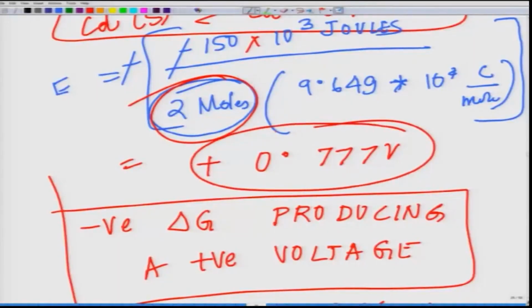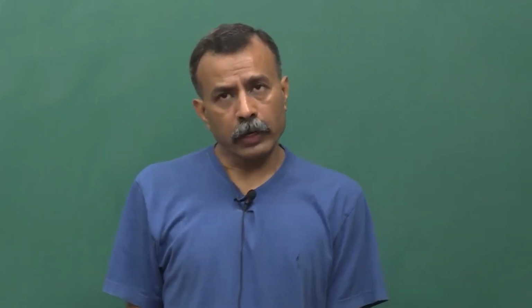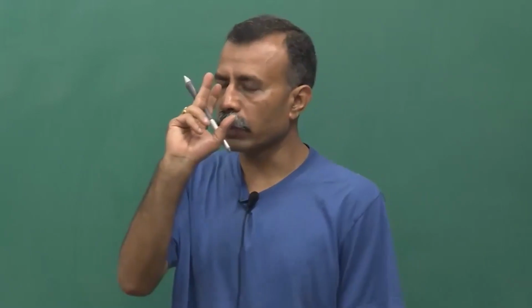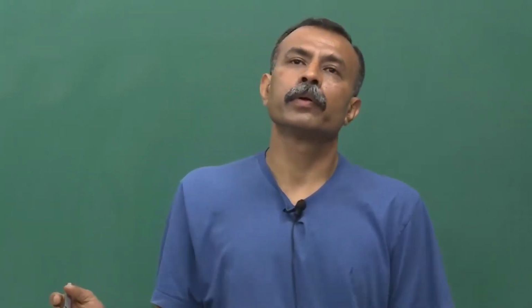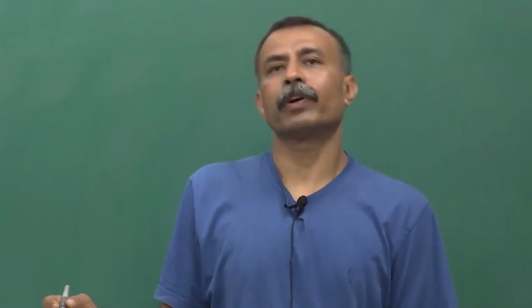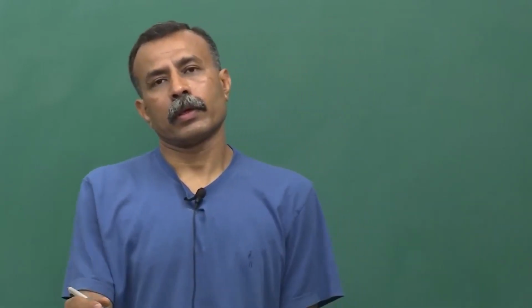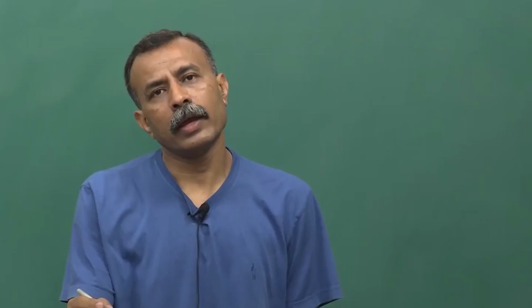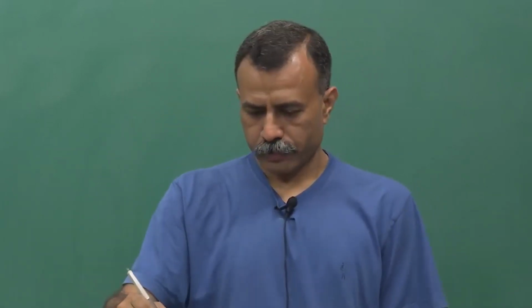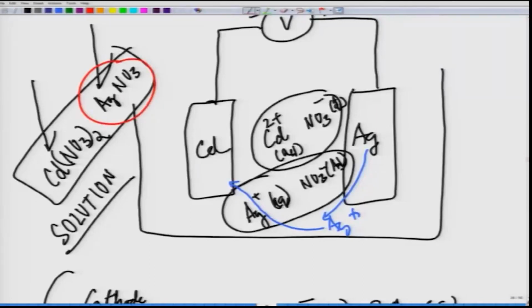Then we talked about a third case scenario where we had a silver electrode and a cadmium electrode. No more silver chloride, okay? Remember, a silver electrode and a cadmium electrode, and we dissolved them in two different electrolytes, AgNO3 and cadmium nitrate.